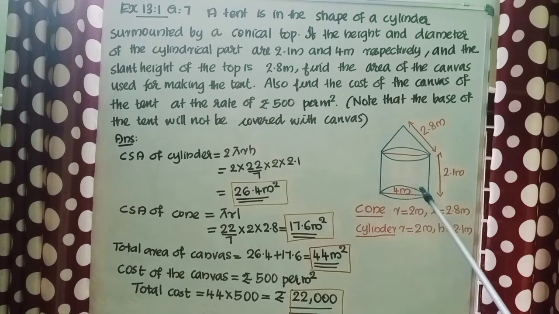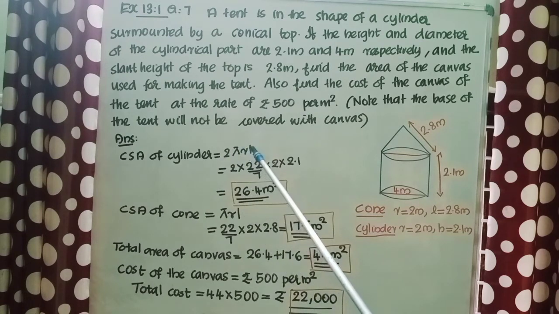Since the diameter of cylinder is 4 meter, diameter of cone is also 4 meter. So the radius of cone is also 2 meter. And it is given the slant height of the cone is 2.8 meter. First we need to find out the area of the canvas used for making this tent. So we need to add the CSA of cylinder and CSA of cone. Let us find it separately.